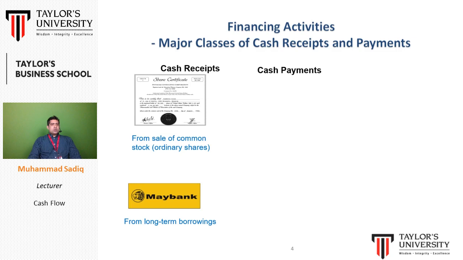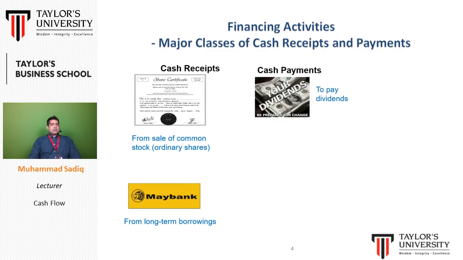And then we also pay our loan sometimes during a year. So if we pay any loan during a year, it will be recorded under the cash payments in the financing activities. And similarly, we also purchase back our shares during a year. So if we purchase back any shares during a year, it will also be recorded under the cash payments in the financing activities.